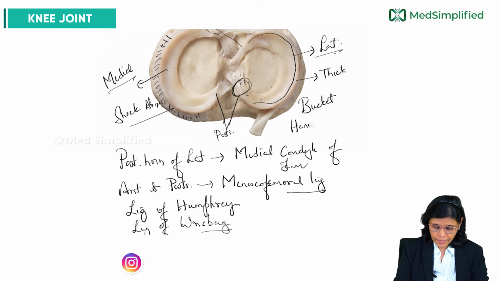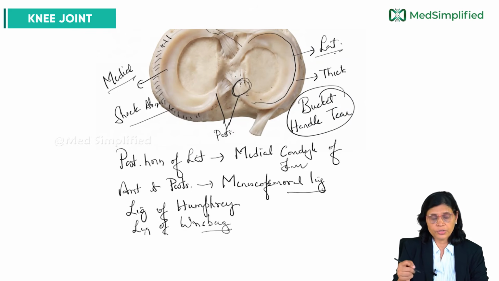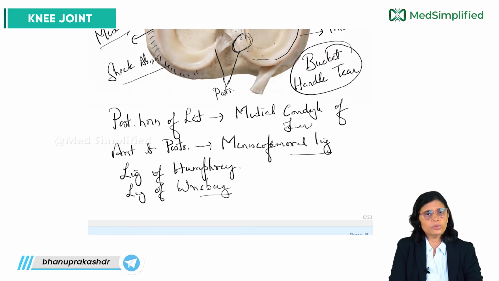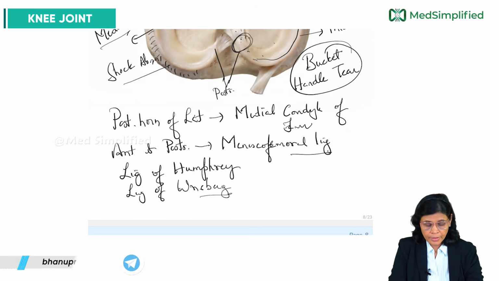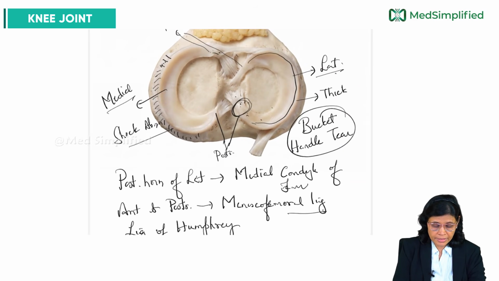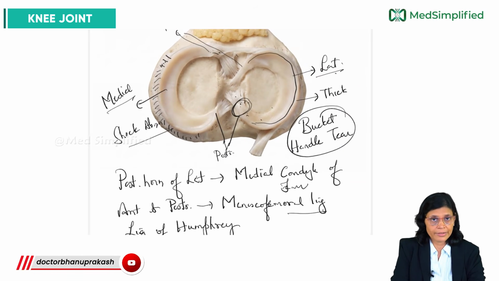When it tears longitudinally, we call it a bucket handle tear. So it is basically the longitudinal tear of the meniscus. It can be torn both longitudinally or transversely. Longitudinally, we call it the bucket handle tear. Among these, the medial meniscus is more prone to injury than the lateral meniscus.